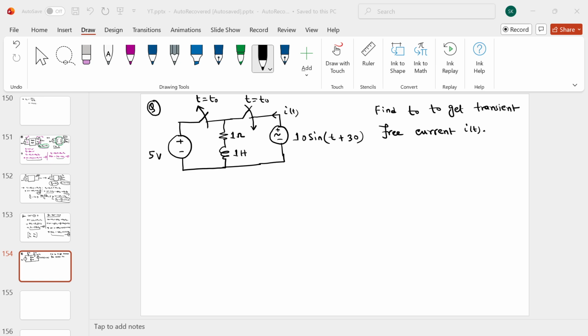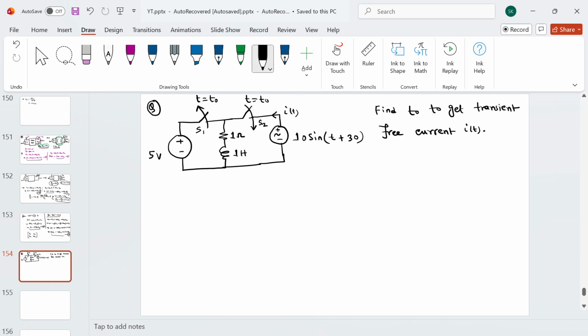Hello everyone. In this video, we are going to see a question that is based on AC transient. You need to find out the time instant at which you are opening this switch S1 and closing the switch S2 such that the current coming from this AC source is transient free. You need to find out the time instant at which you need to perform switching actions such that this current I of t is transient free.